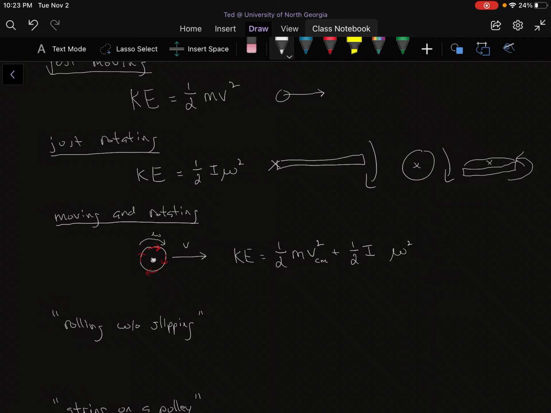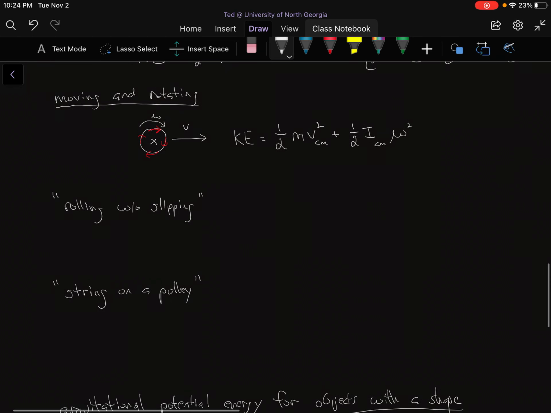Okay, and then also when calculating the moment of inertia, we're going to calculate the moment of inertia around the center of the object. So we're going to treat it as if it's rotating around its center. So we can calculate the kinetic energy of an object that's both moving and rotating by calculating 1/2 mv squared plus 1/2 I omega squared. Okay, and so you can imagine that.